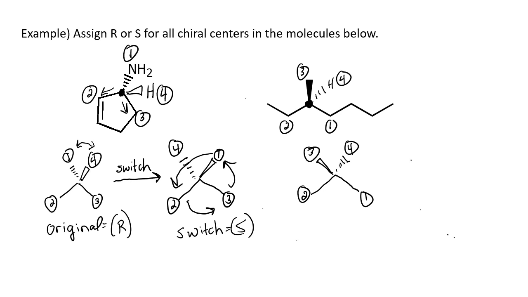Don't have to do a switch. All I have to do is count around: 1, 2, 3, back to 1. So my direction is clockwise, which means this stereocenter has an R configuration.